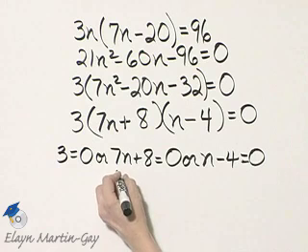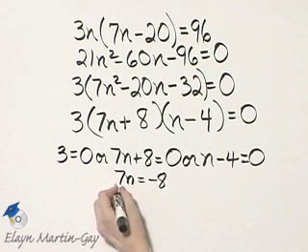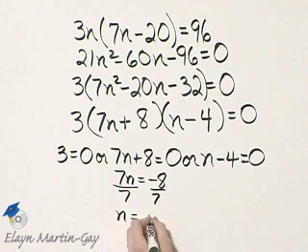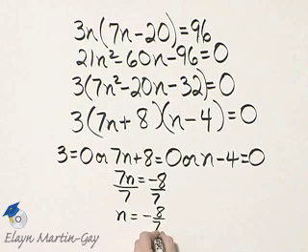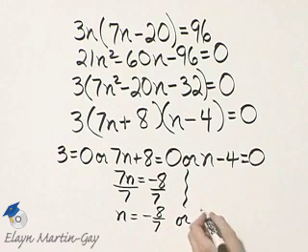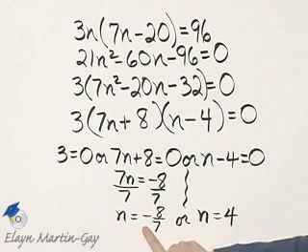I'll subtract 8 from both sides, and I'll have 7n is negative 8, and then divide both sides by 7, and I'll have n is negative 8/7, or, and here I'll add 4 to both sides, and I'll have n is 4. So I have two solutions. 4 is a solution. Also, negative 8/7 is a solution.